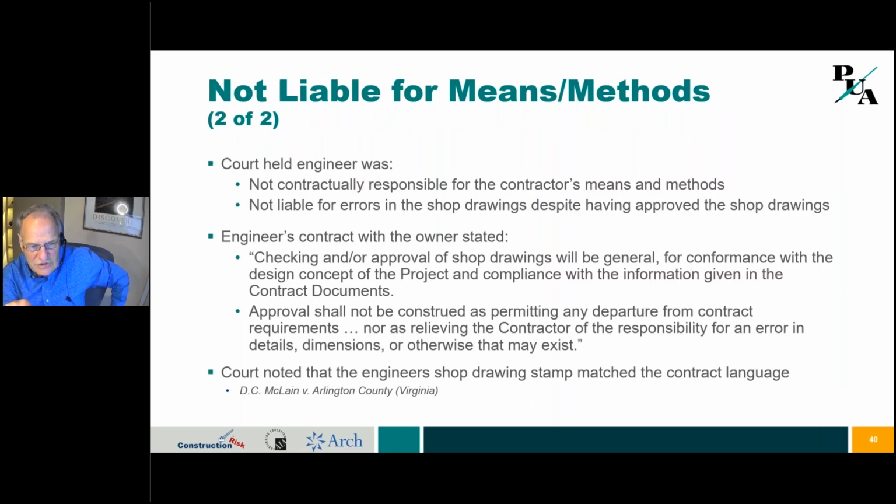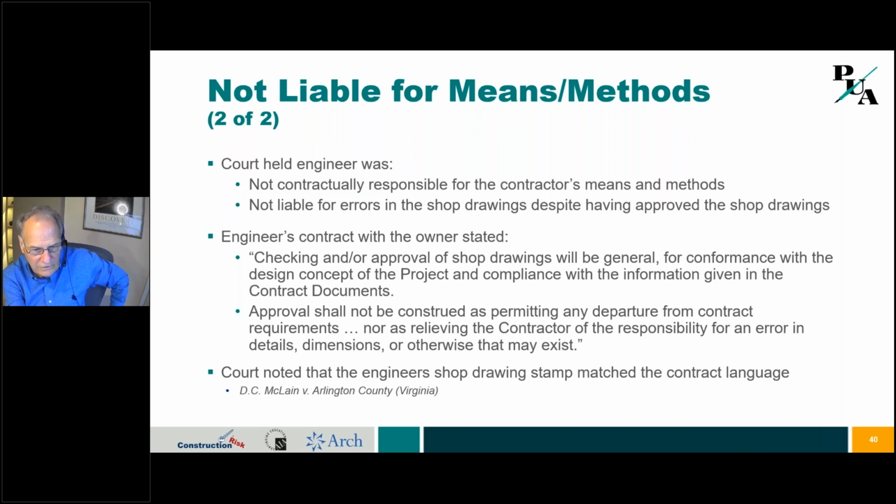And the court held that the engineer was not contractually responsible for the contractor's means and methods, and it wasn't liable for the errors in the shop drawings, despite having approved those shop drawings. And one of the things I hear people saying is, well, should we say we reviewed, or can we say we accepted? What do we do? And I think the courts today say it really doesn't matter what wording you put on there, as long as you've got the right wording in your contract that says your approval doesn't mean anything, and as long as you've got good shop drawing language that says, when you put that stamp on there, it doesn't mean anything, then even though the ultimate thing says approved, they still can't sue you. So that's really the key, is the language.